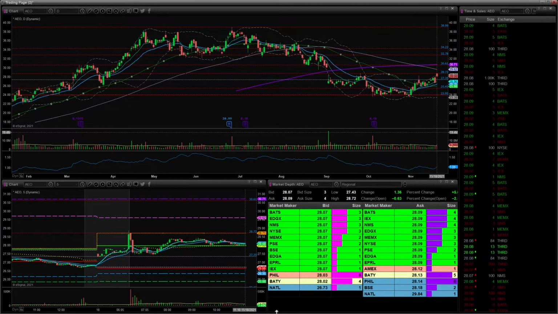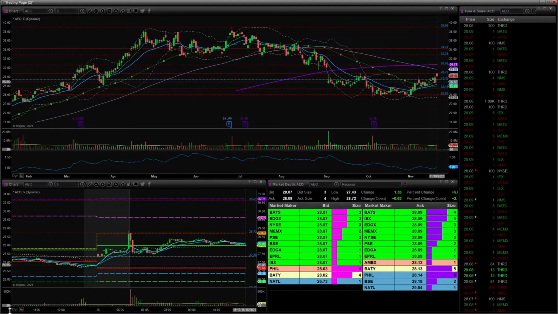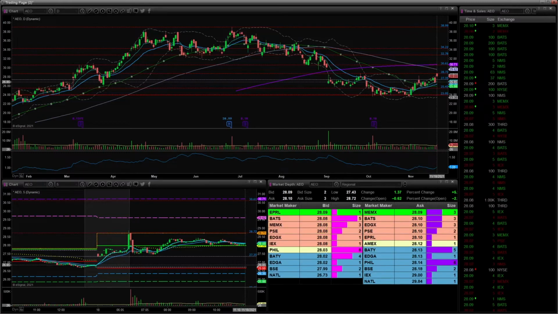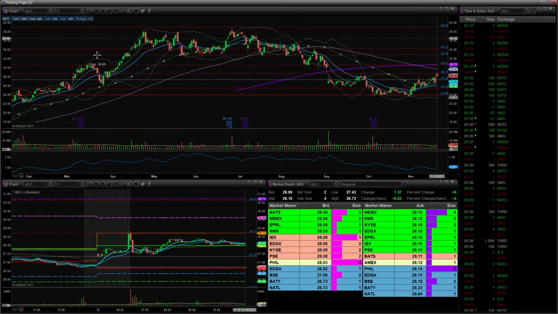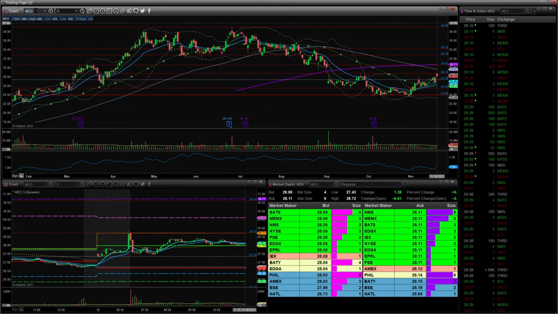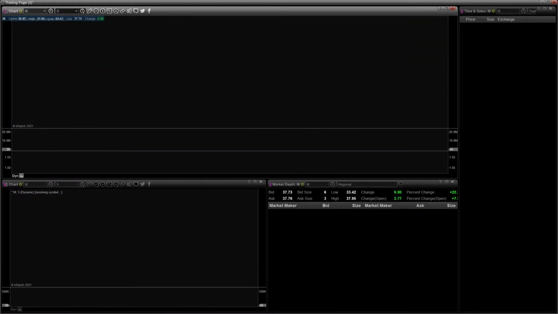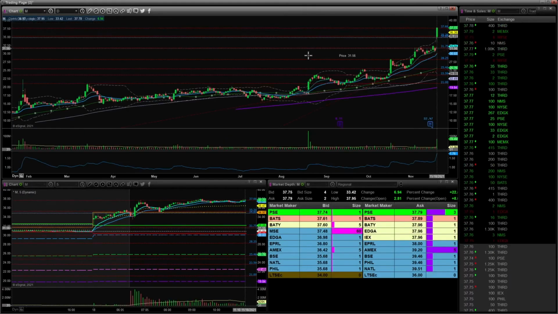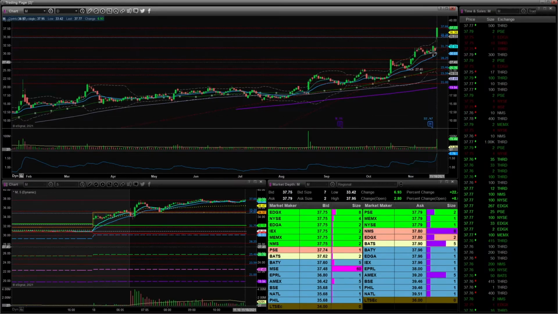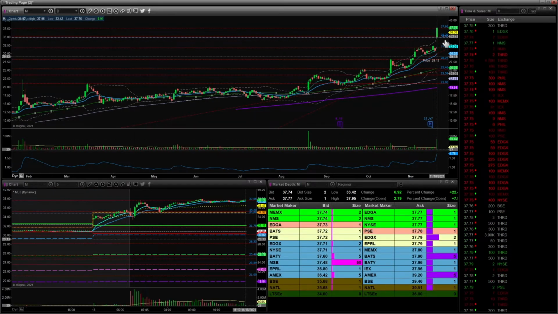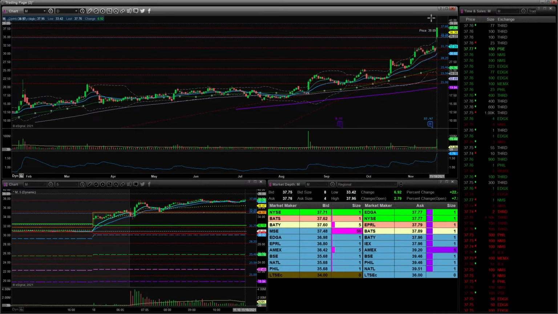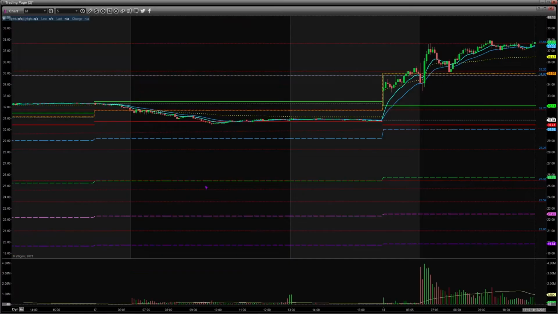And where did my watch list go? Actually, I don't even need the watch list anymore. So we were looking at M. And then from here, I would plot out the pivots, which I've already done. And then I would take the pivots from the daily chart and put them on the 5-minute chart.